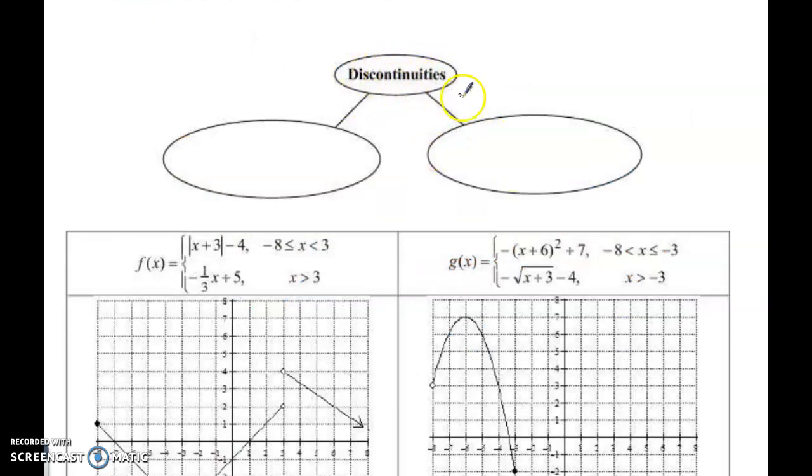There's 2 different types of discontinuities. We'll just keep it simple for right now. There's jump discontinuities, which I mentioned before, and there are holes.